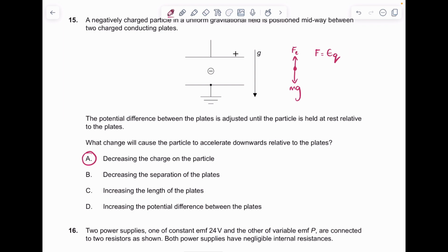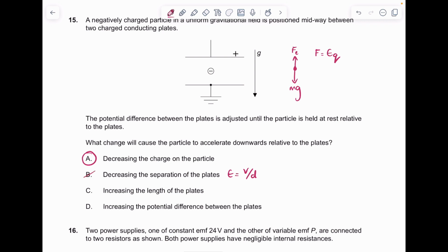We have decreasing the separation of the plates. It's a parallel plate system, so E equals V over D for a parallel plate system. So if we make D, the separation of the plates, smaller, that would make the electric field larger. That would make the force upwards due to the electric field larger. So that would actually cause the particle to move in an upwards direction. So it's definitely not B.